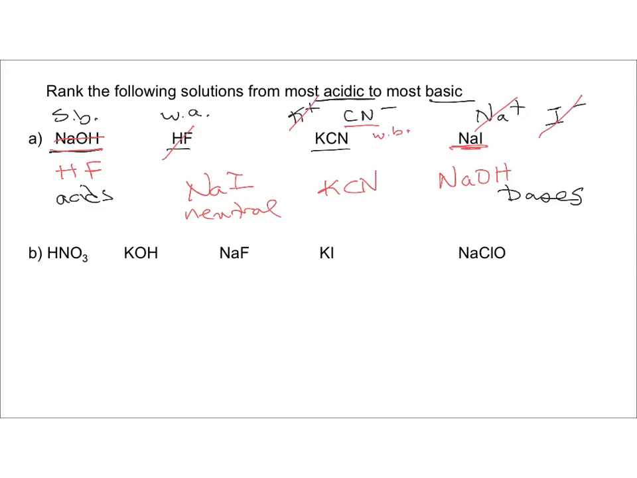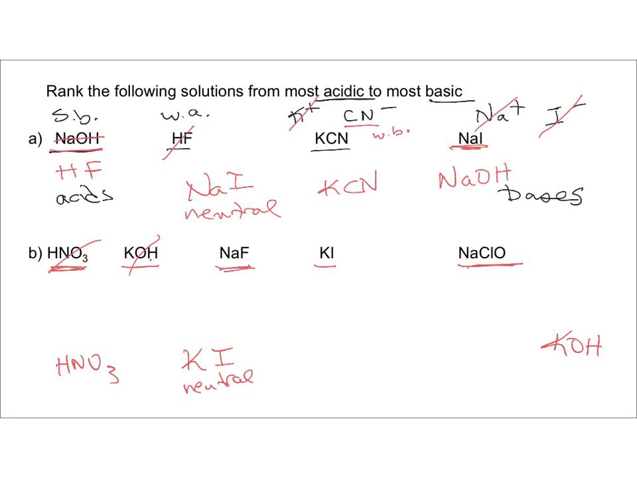All right, let's look at this one. HNO3, KOH, NaF, KI, and NaClO. Now, most of these are straightforward. Our HNO3 is going to be a strong acid, so we're going to put it right down here as the most acidic. KOH is a strong base, so it's going to be up here as the most basic. KI here is going to be neutral, so I'm going to put it right here, and this guy is neutral. Now I gave myself some space to the right because both of these guys are basic.